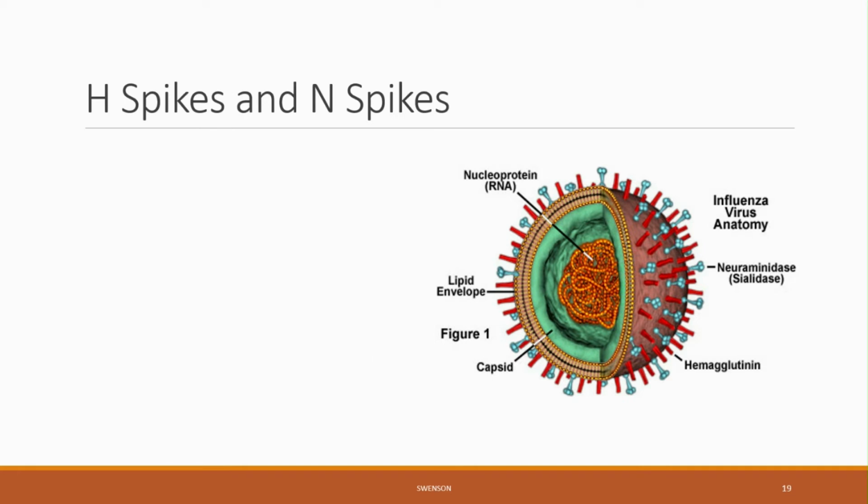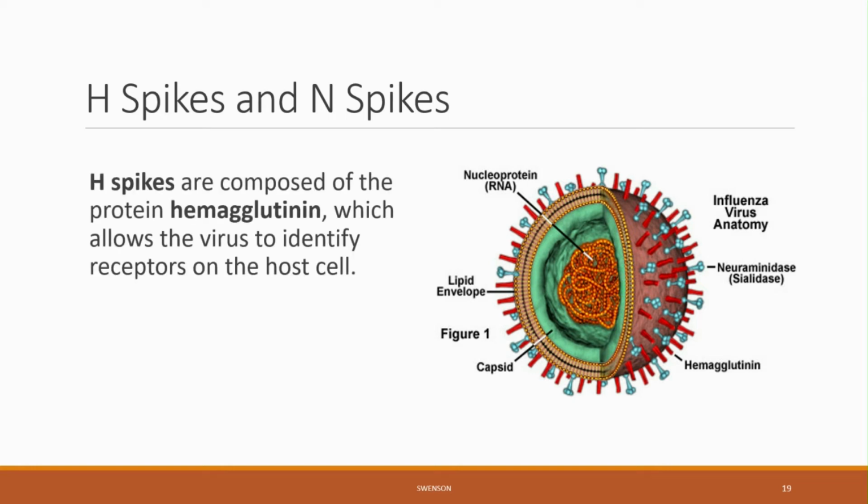H spikes are associated with a protein called hemagglutinin, and N spikes are an enzyme called neuraminidase. H spikes help the virus identify receptors on the host cell and therefore identify the right compatible cell. And N spikes break down the membrane and penetrate the host cell. There are many different varieties of H and N spikes, hence the many different varieties of HN viruses out there, like H1N1, H5N1, etc.